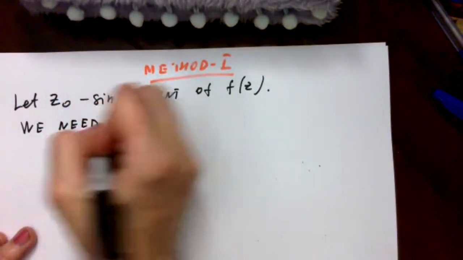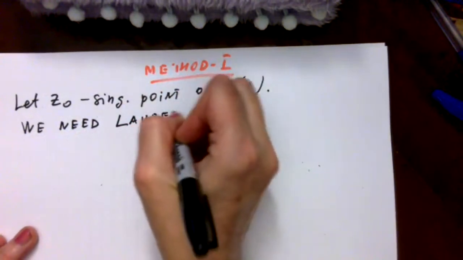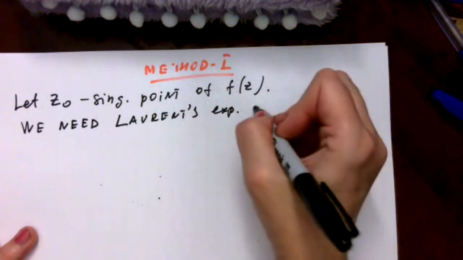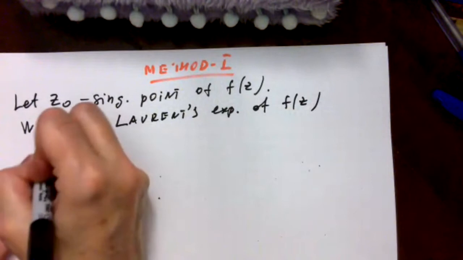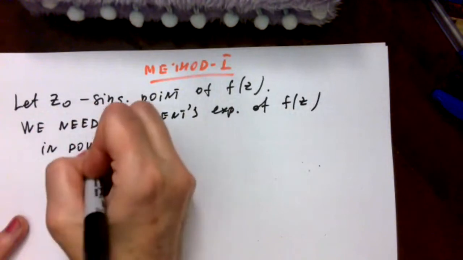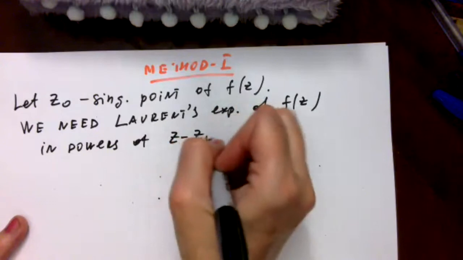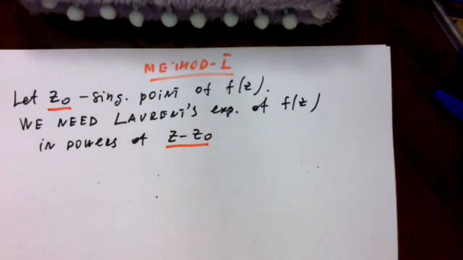We need Laurent's expansion of our function f of z in powers of z minus z0. Look at this. If you have singularity z0, then you need an expansion in terms of z0.